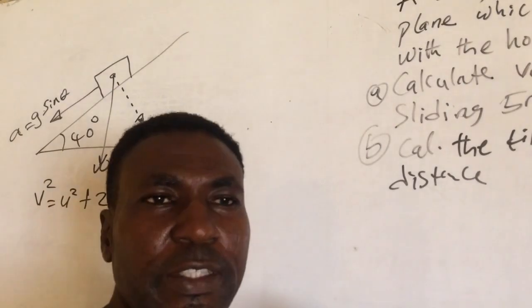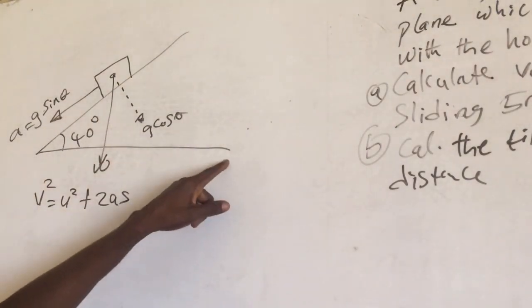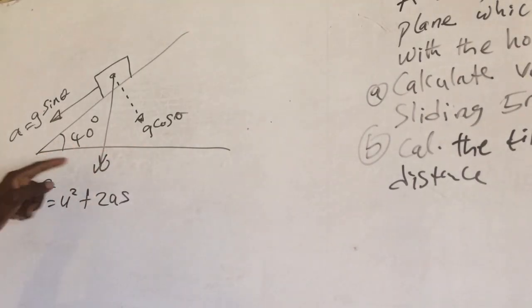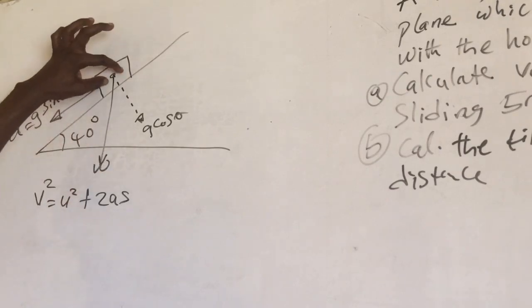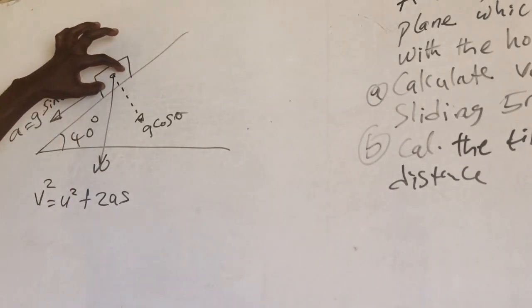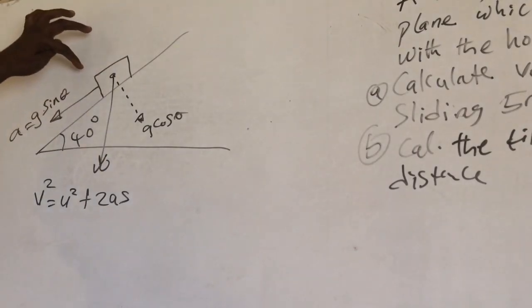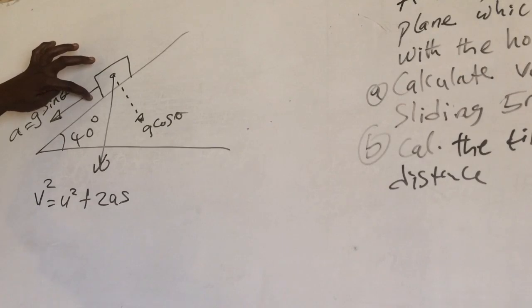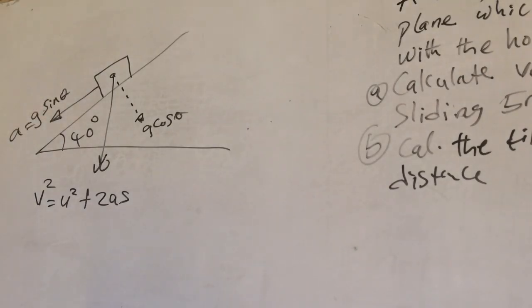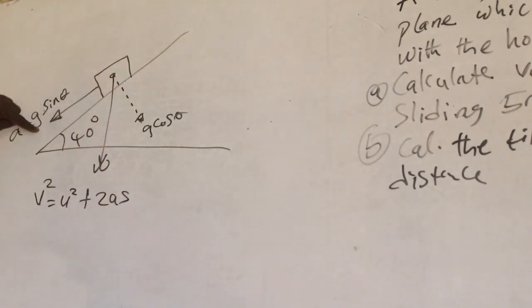This is the drawing showing the movement. This is the horizontal line, then this body is inclined at 40 degrees. This is the body here initially, but due to this inclination, acceleration due to gravity tries to push it down, and then it will be sliding down. The question says we should calculate the velocity with which the body slides down. So now it's sliding down like this.